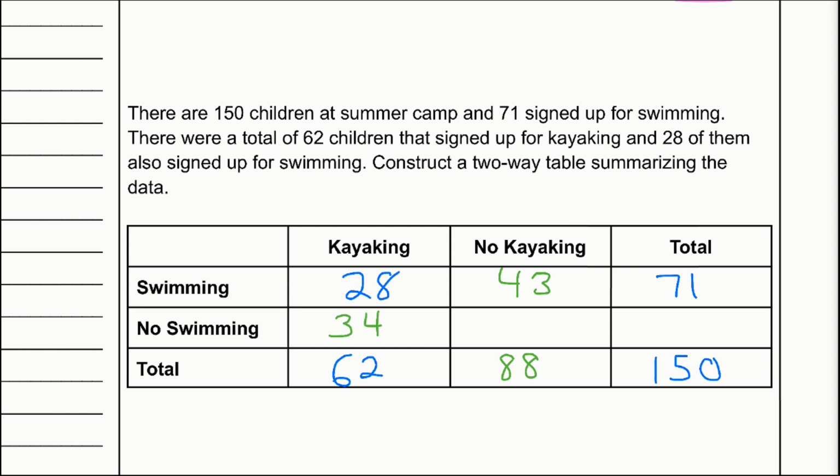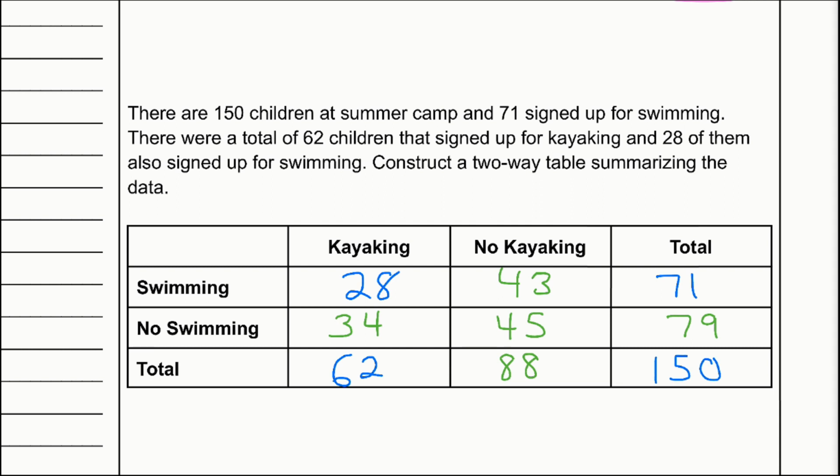I can take my 88 minus 43 to find the no swimmers, no kayakers. I can take my 150 minus 71 to get 79, and that would be the two-way table. That would be how I would fill this one out. Okay, so there we go. That's the front side of this.